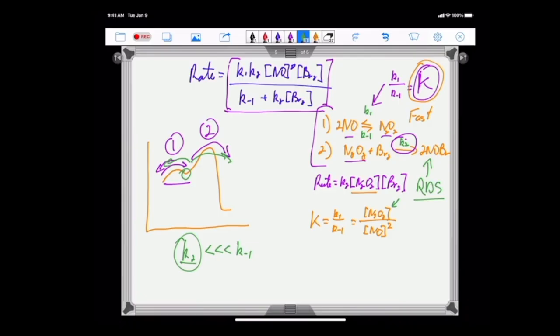So again, go back up to our steady state approximation. If K2 is the tiny one, then the second term in the denominator can be simplified out. The denominator is dominated by the larger K minus 1 value. Again, we're not saying that K2 is equal to 0, we're not saying that Br2 is equal to 0, we're just saying that if this value is much, much less than K minus 1, then the denominator is approximately equal to only K minus 1.